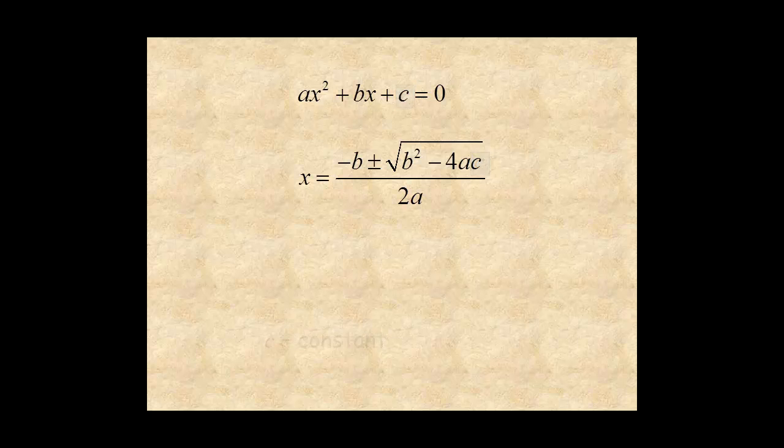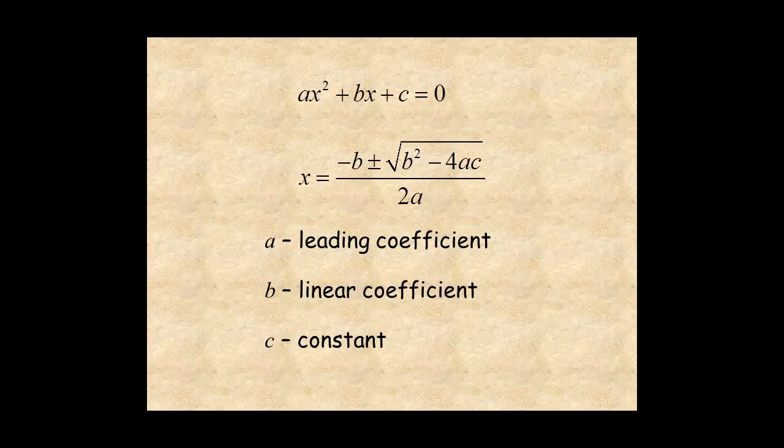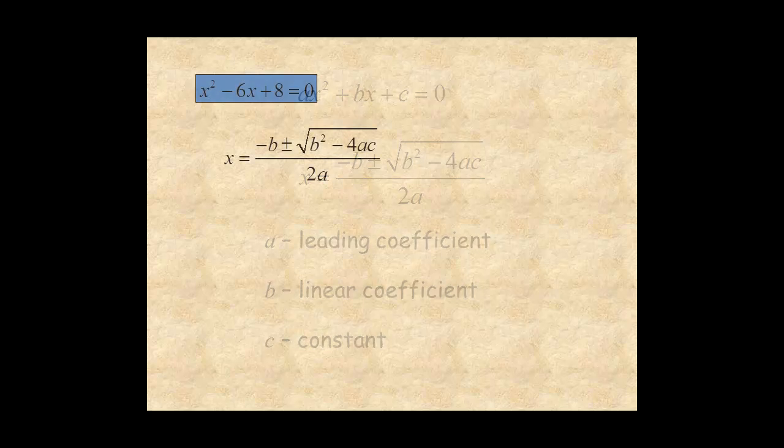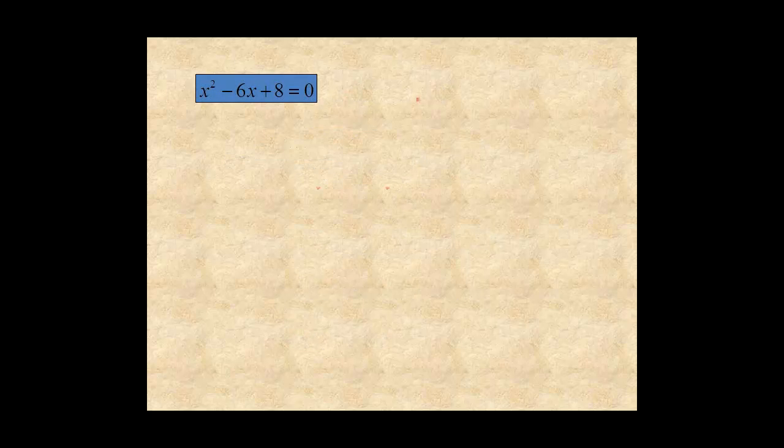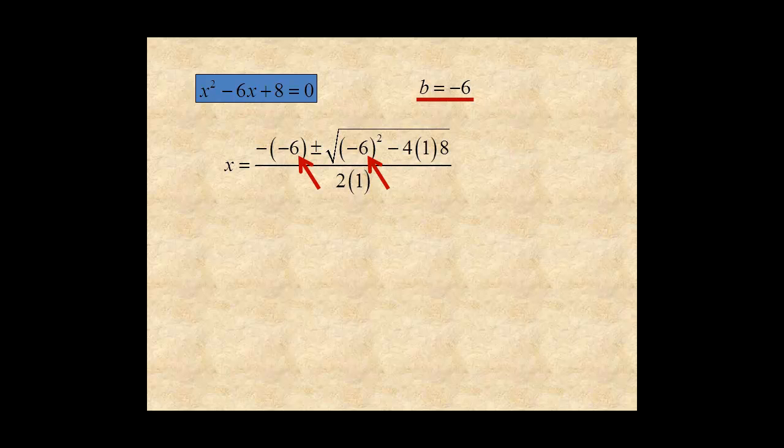Using a formula is a pretty straightforward process, but there are some potential mistakes to watch for and some other things to notice about the formula. Be careful when the linear coefficient is negative. There are two places in the formula where it's easy to make a mistake.